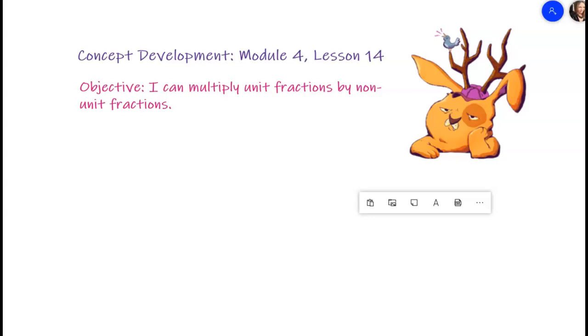Welcome, fifth graders, to Module 4, Lesson 14. This is the concept development part of the lesson. Your objective today is: I can multiply unit fractions by non-unit fractions.